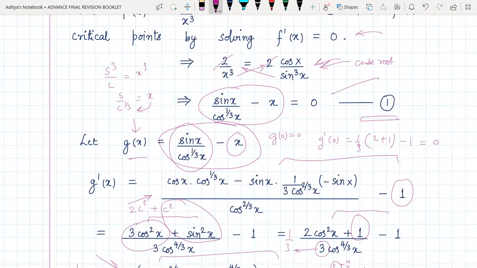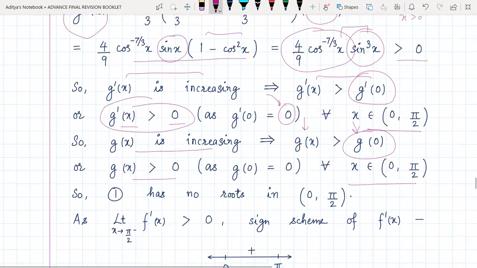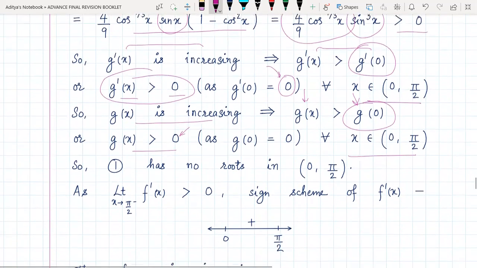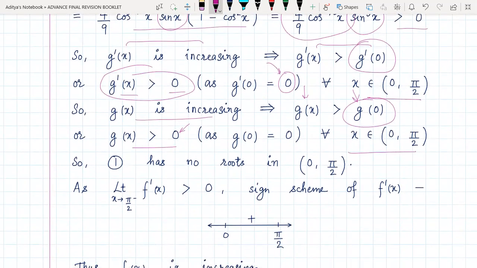So the equation number one has no roots for x belonging to the open interval 0 to pi by 2, right? The reason is we have shown that g of x is always greater than 0. So how can it be equal to 0, right? So that's why it will have no roots in the given interval 0 to pi by 2.